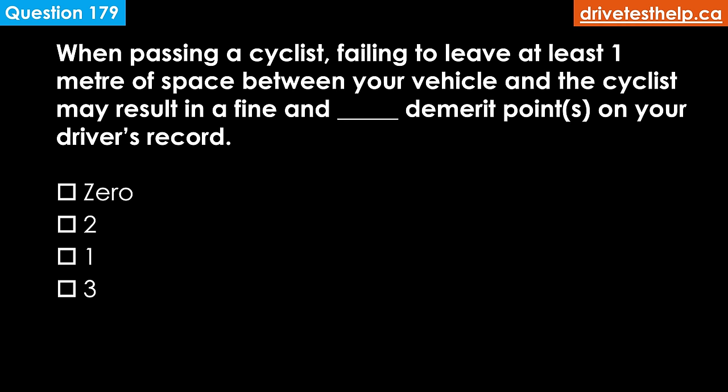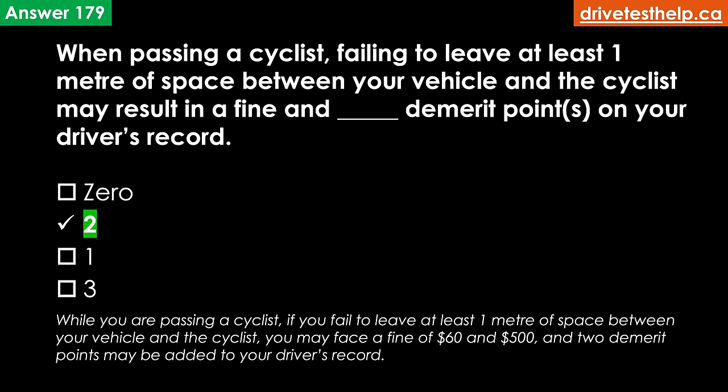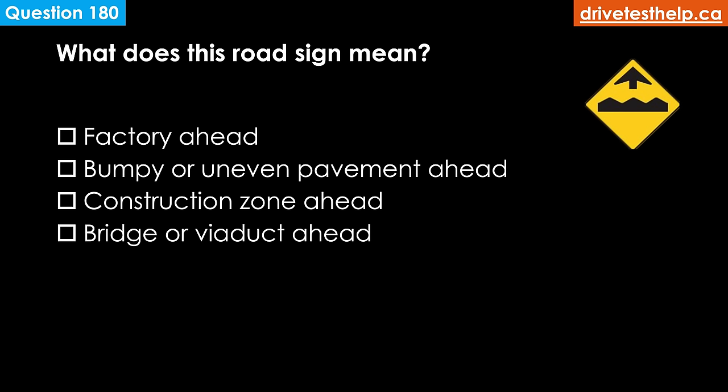0, 2, 1, 3. The correct answer, 2. While you are passing a cyclist, if you fail to leave at least 1 meter of space between your vehicle and the cyclist, you may face a fine of $60 to $500 and 2 demerit points may be added to your driver's record. What does this road sign mean?